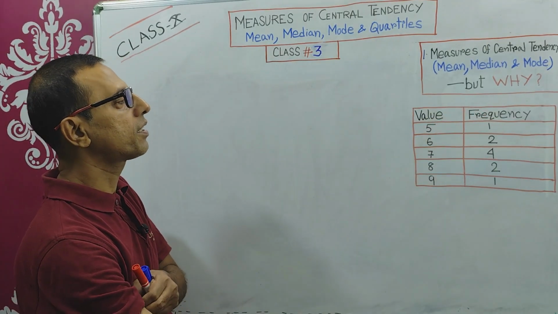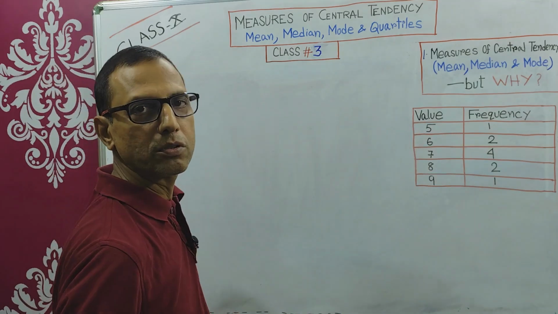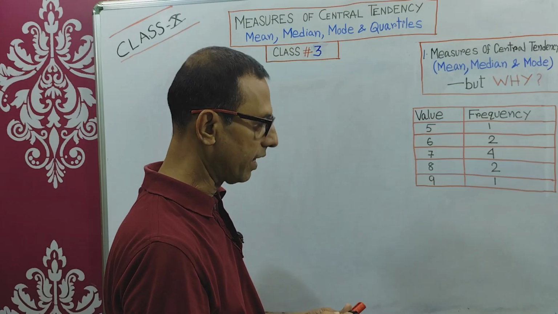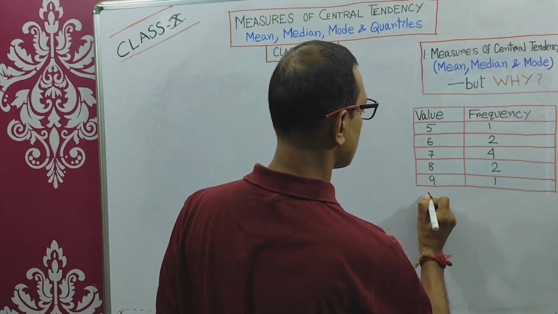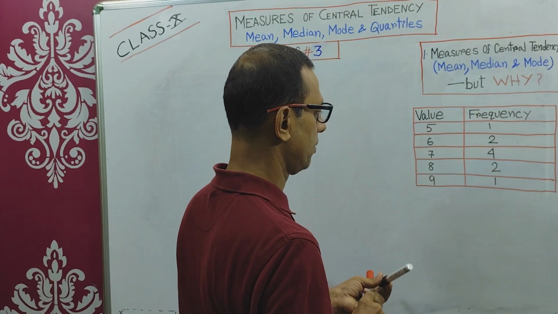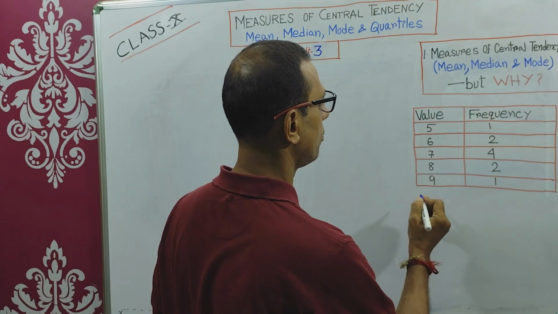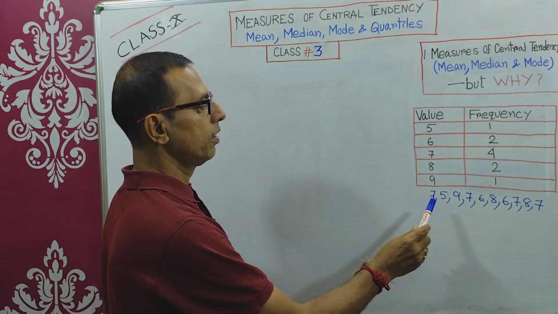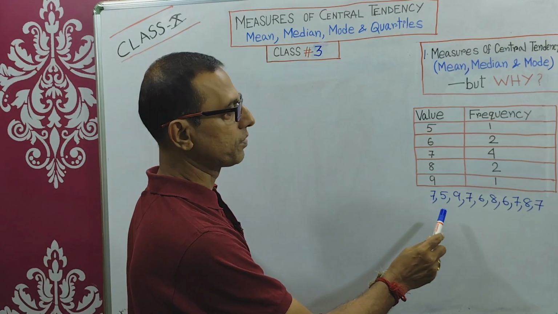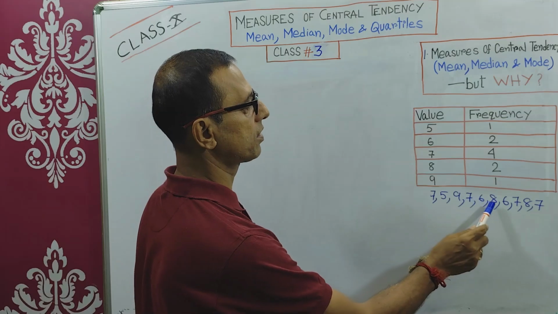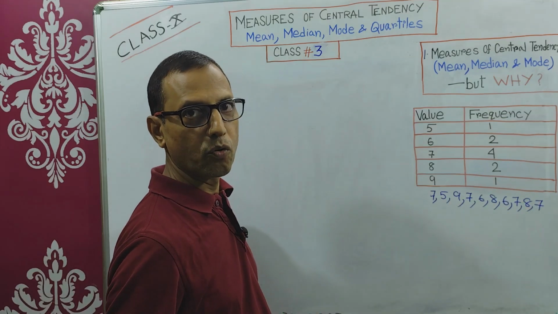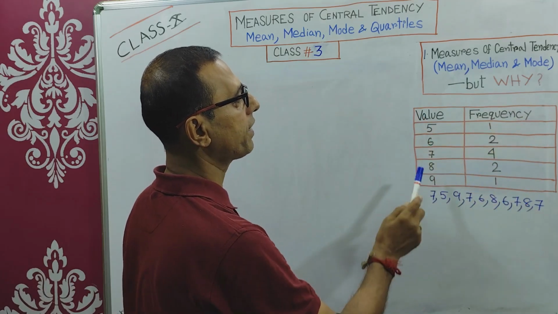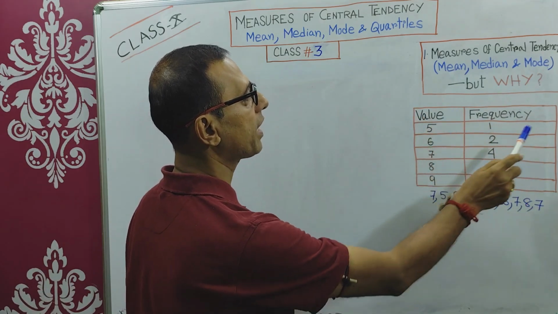So now look into this table. In the table there is a first column, that is value, the set of observations that is given, and this is the frequency. Let's say the data set of observations is given in row format like this: 7, 5, 9, 7, 6, 8, 6, 7, 8, 7. Now I have depicted the entire set of numbers in tabular format.